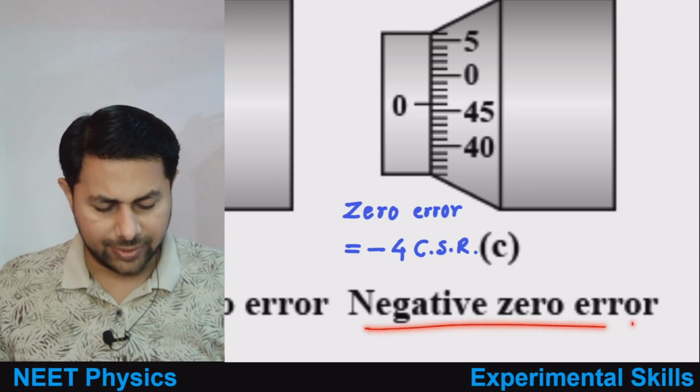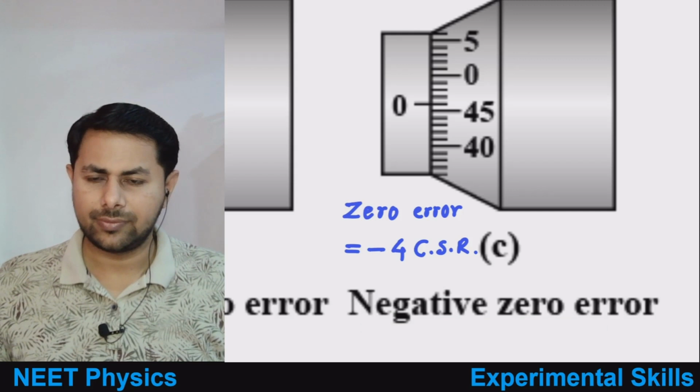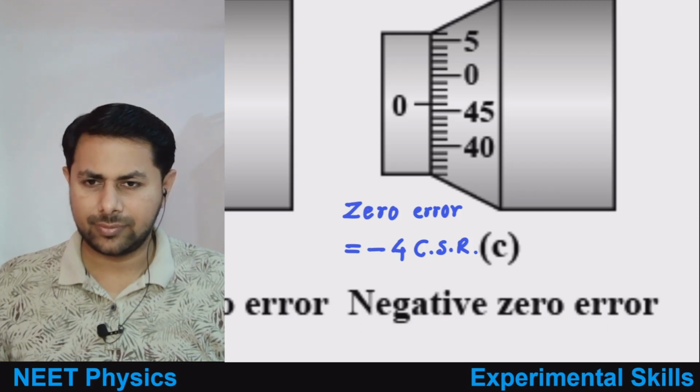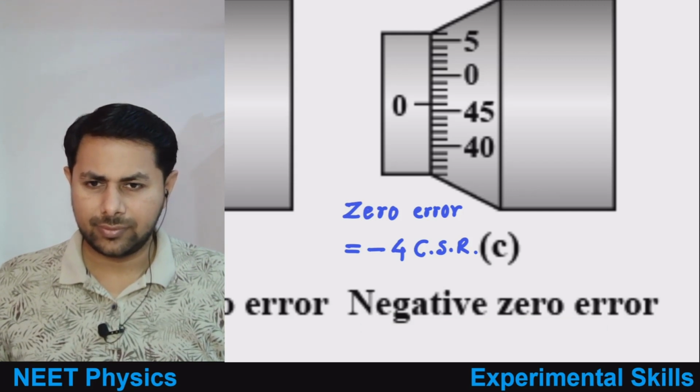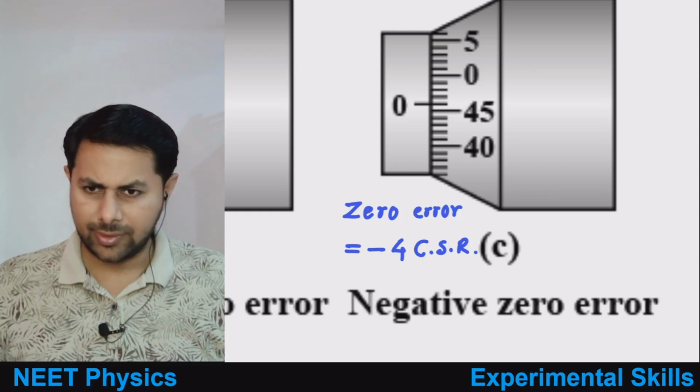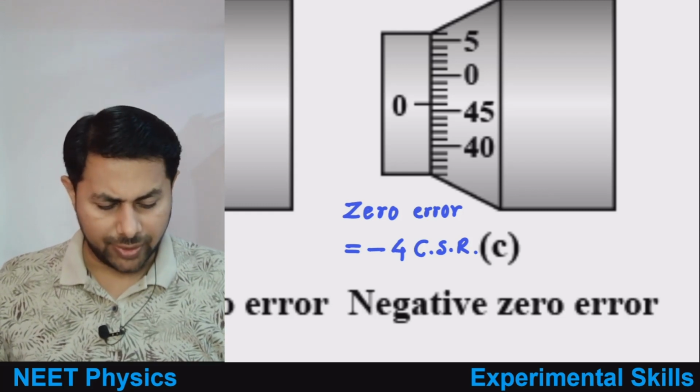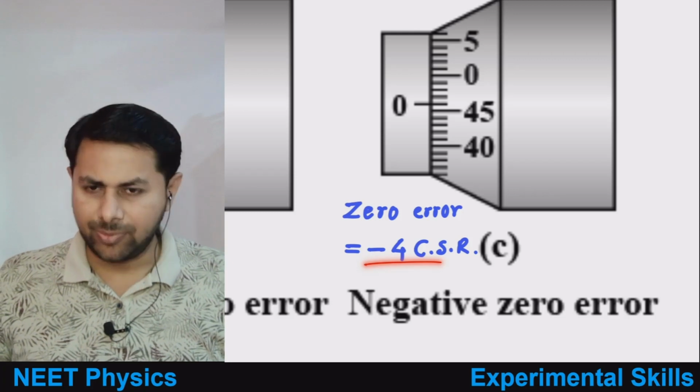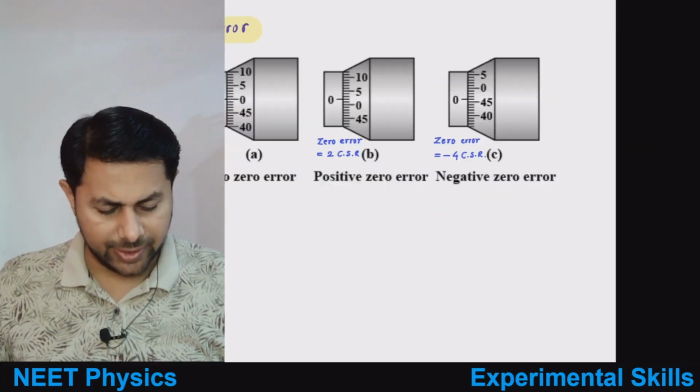Is this thing clear? Tell me. Okay, good. So this is minus 4 CSR. This much is the 0 error.